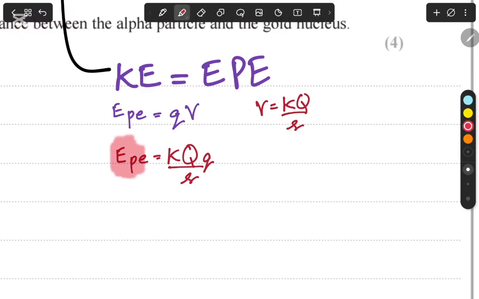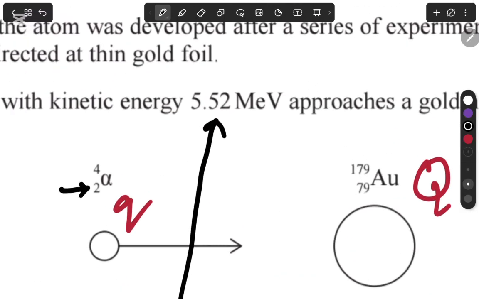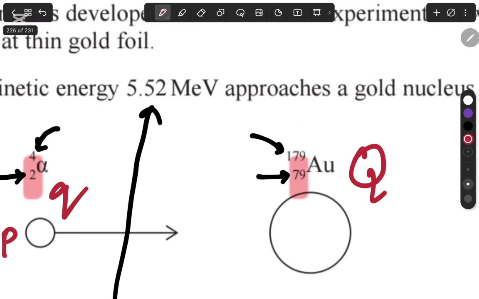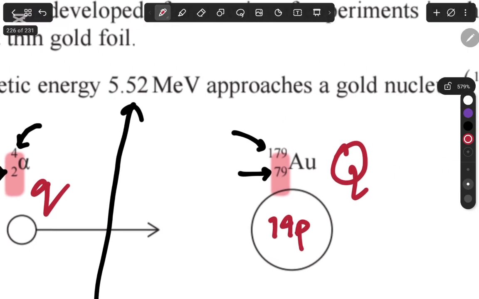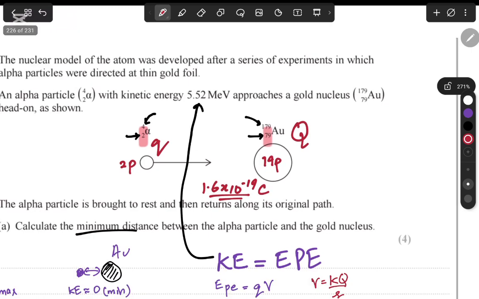So now we know the value of the electric potential energy. All we have to do now is find the charges. So here, this number below is called the proton number. It shows us the number of protons present. The number up here is going to be the number of protons plus the number of neutrons. We care more about this smaller number. Basically this 2 here means there are 2 protons here, and the 79 means that there are 79 protons here. And we know the charge on 1 proton is going to be 1.6 times 10 to the power of minus 19 coulomb.